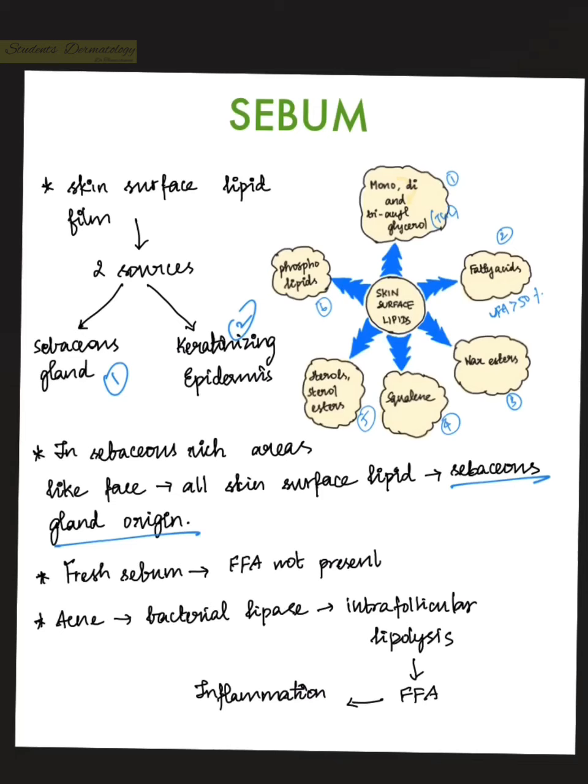Then how do the free fatty acids in sebum come about? In conditions like acne, due to the action of bacterial lipase, there will be intrafollicular lipolysis which leads to the formation of free fatty acids. And these free fatty acids play an important role in the inflammation-evoking property of acne.